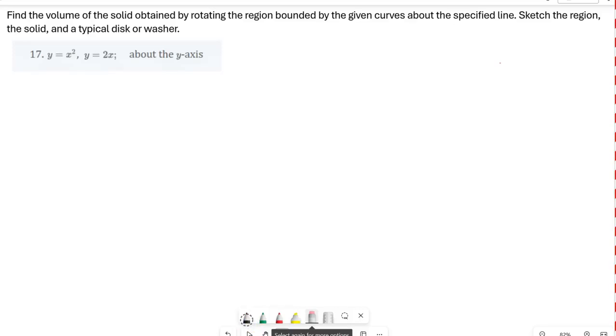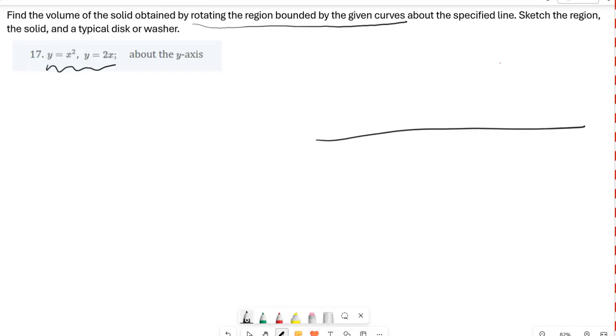Here, the question is about finding the volume of a solid obtained by rotating the region bounded by the given curves. So let's figure out what the region is first of all, then we'll do the rotation. The region is bounded by these two curves, so I'm going to try to plot these.